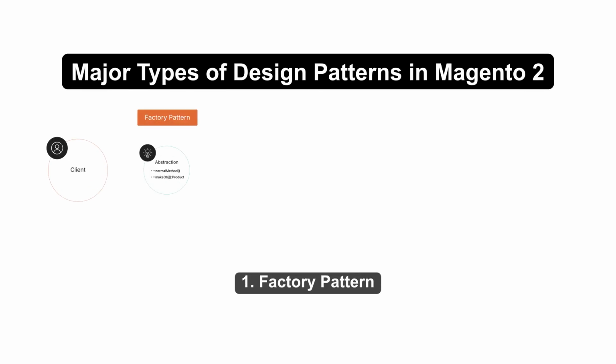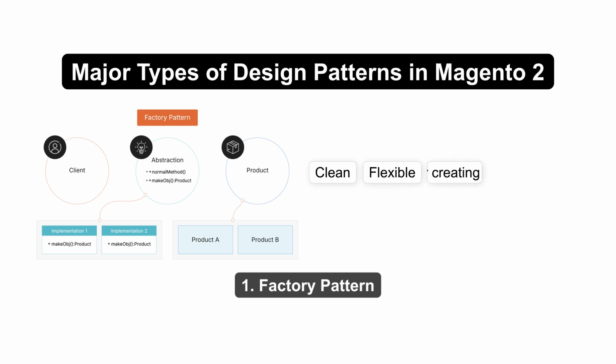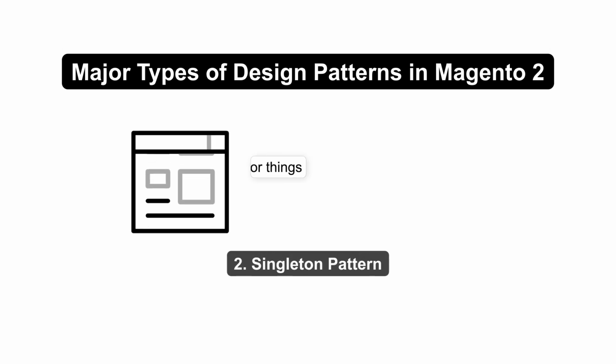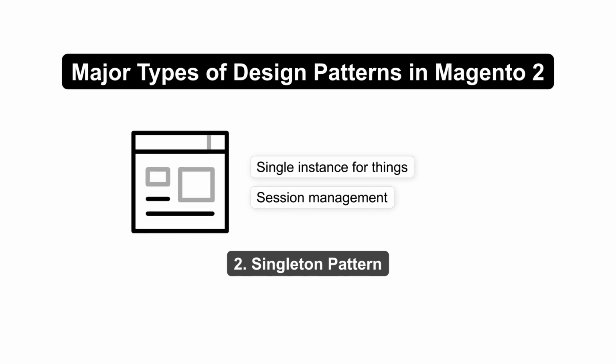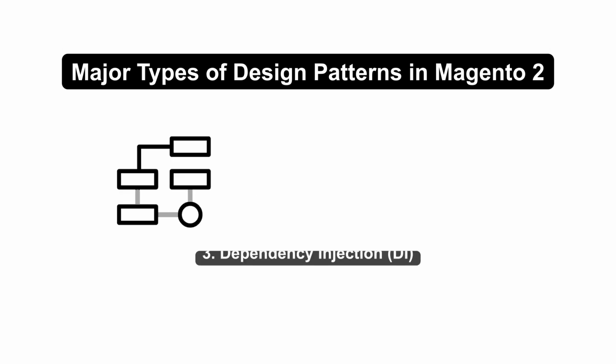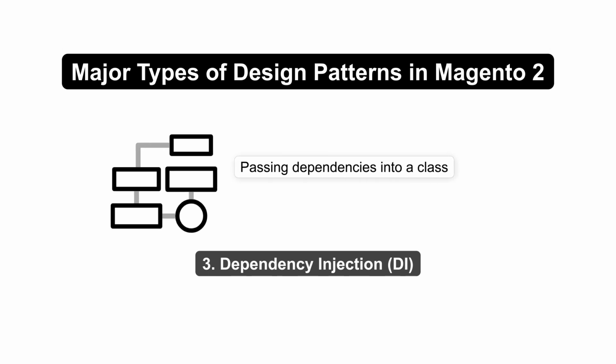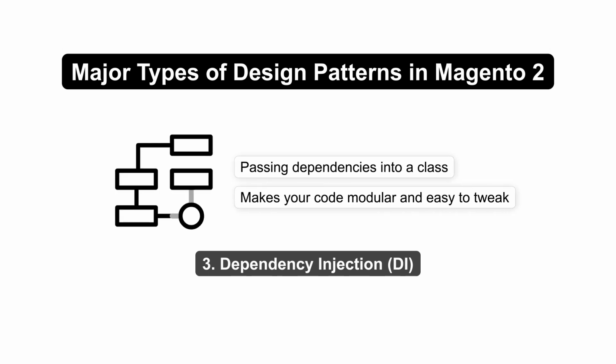The factory pattern is clean, flexible, and perfect for creating a new version of something on demand. A singleton pattern is a single instance for things like session management or app-wide settings. Dependency injection, DI, involves passing dependencies into a class instead of hard coding them. It makes your code modular and easy to tweak.